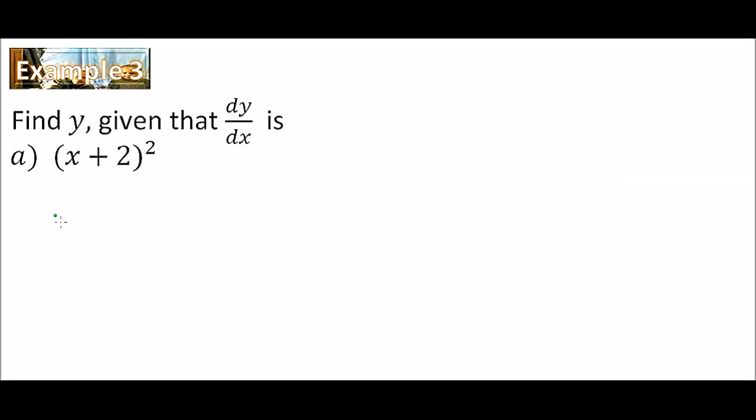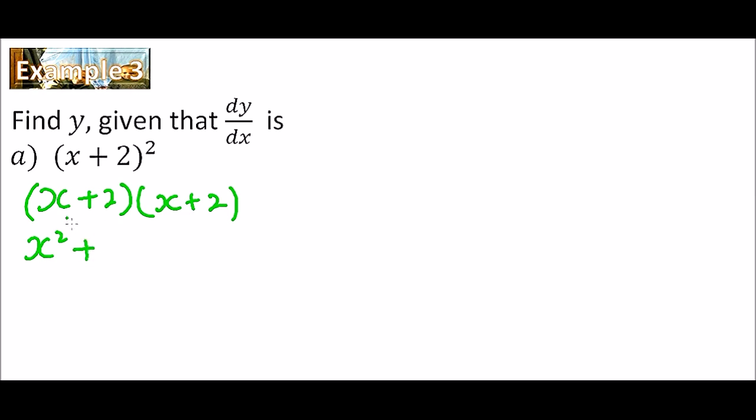So in this example, find y given that dy over dx is (x + 2) squared. The first thing is to expand this. So we say this is (x + 2)(x + 2). We multiply x by x, we get x squared, plus x multiplied by 2, we get 2x. 2 multiplied by x, we get 2x. And 2 multiplied by 2, we get plus 4. So we write x squared plus 4x plus 4.